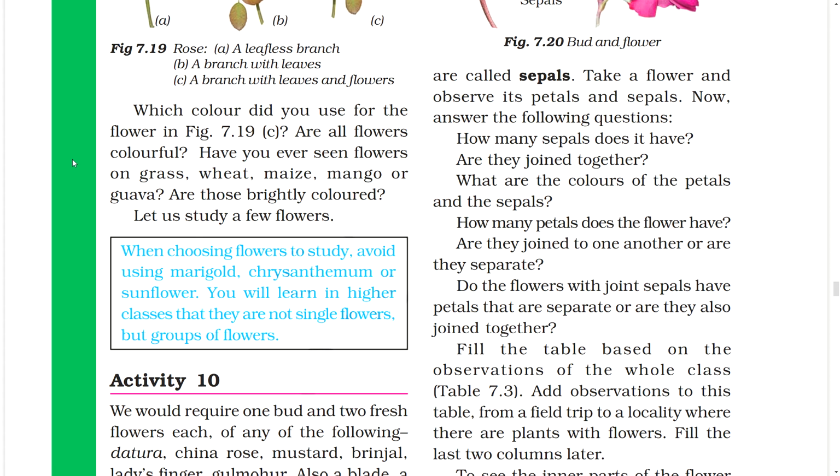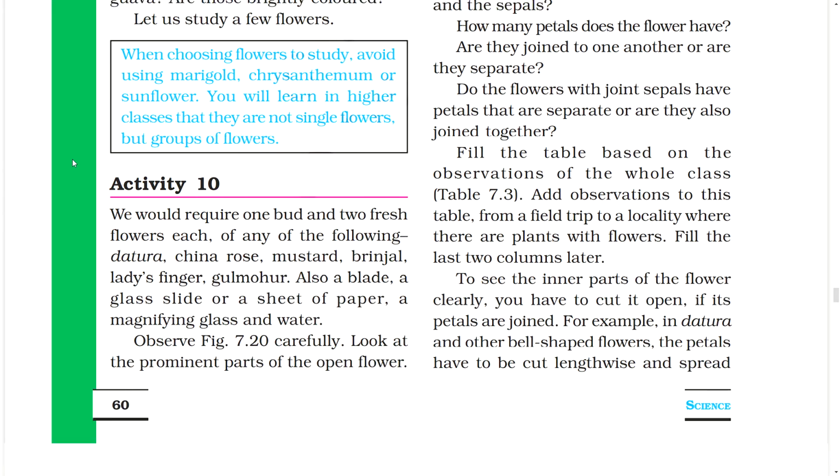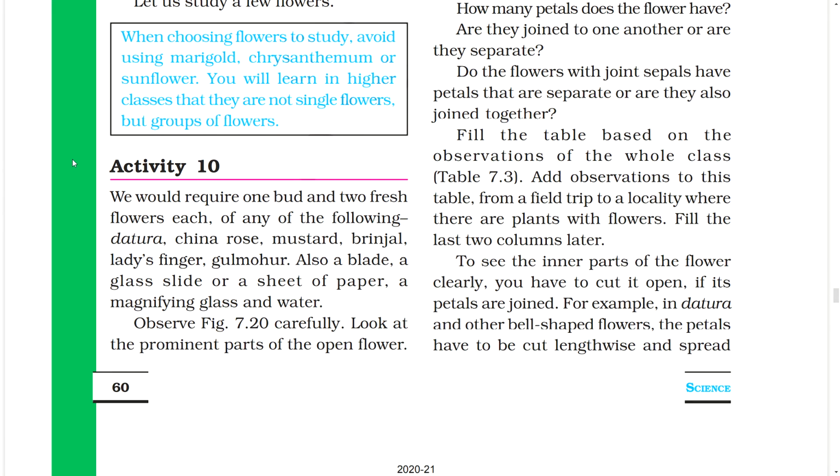Fill the table based on the observations of the whole class. Add observations to this table from a field trip to a locality where there are plants with flowers. Fill the last two columns later. To see the inner parts of the flower clearly, you have to cut it open if its petals are joined. For example, in datura and other bell-shaped flowers, the petals have to be cut lengthwise and spread.